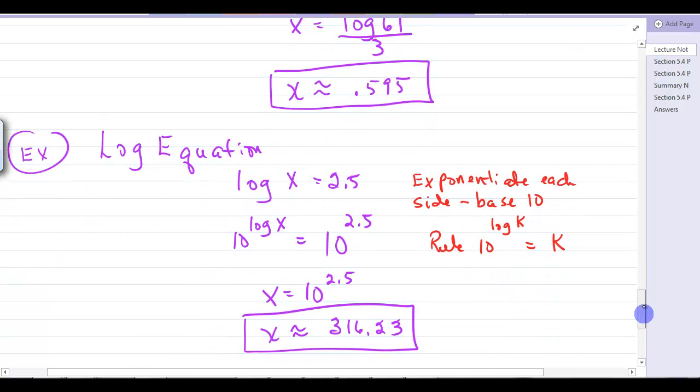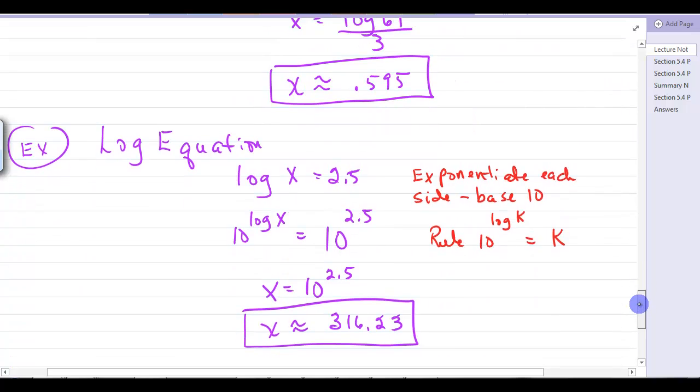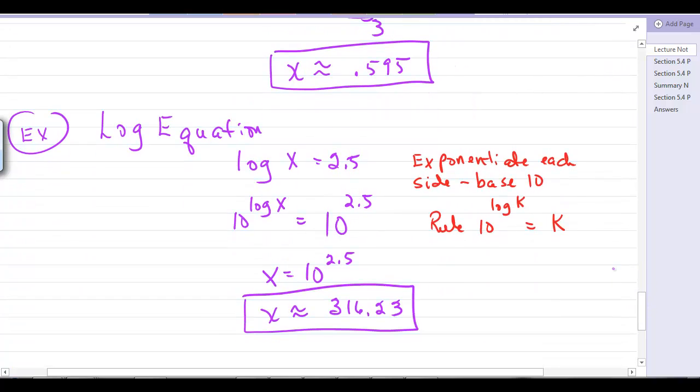Now, we had an exponential equation and we had to use that idea of taking a log. What if we have log x equals 2.5? We're going to do the opposite. We're going to exponentiate each side with a base of 10. So we're going to say 10 raised to this is equal to 10 raised to this. And remember that same rule: 10 to the log k equals k. So this is gone. We're just left with x equals 10 to the 2.5. You do this in the calculator and you get your answer.